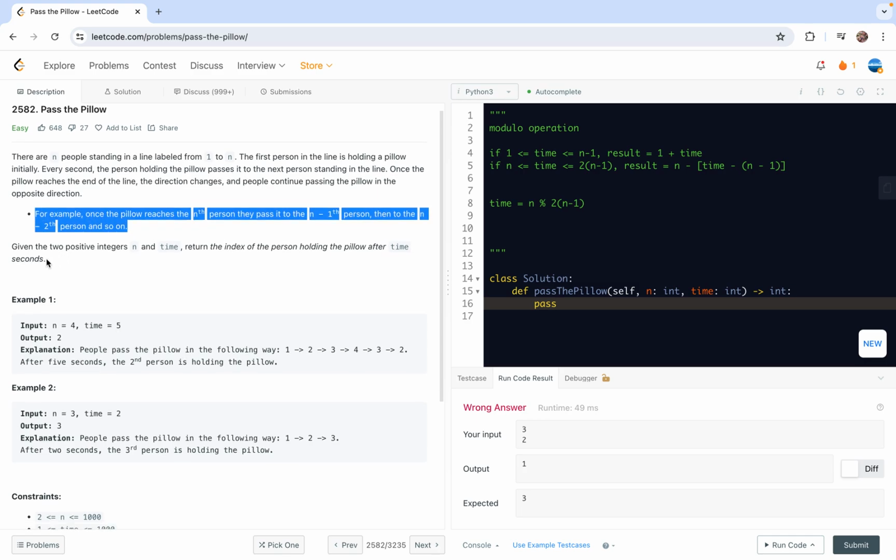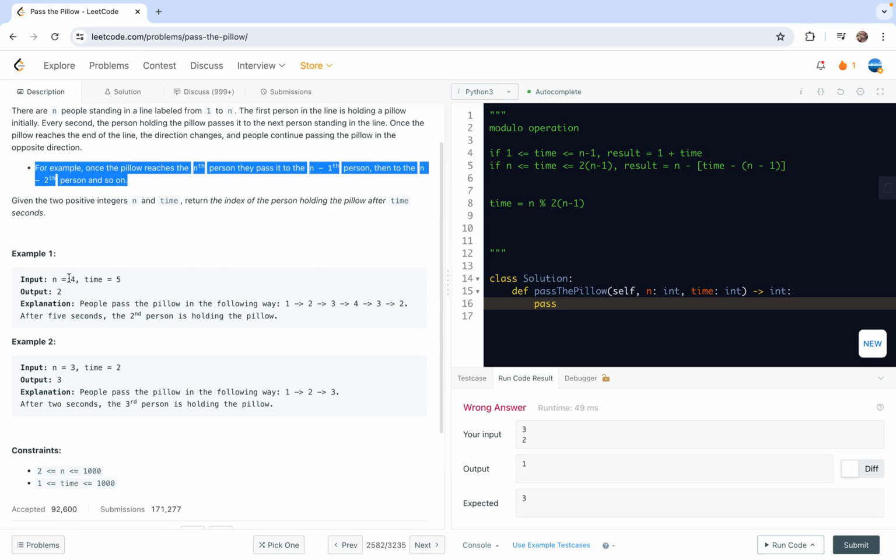So the problem asks, given two positive integers n, the number of people, and time, the time elapsed, we are going to find the index of the person holding the pillow after this time in seconds. Here are two examples. If n equals 4, time equals 5, then the output is 2. And when n equals 3 and time equals 2, it reaches the last person.